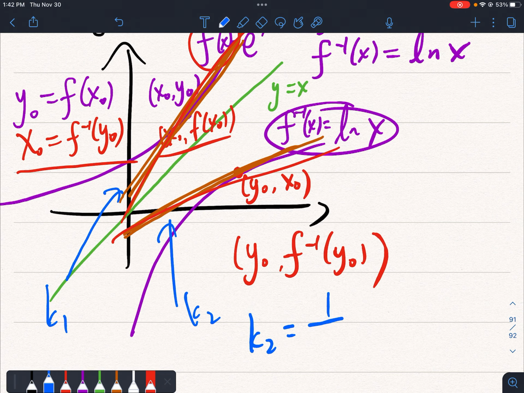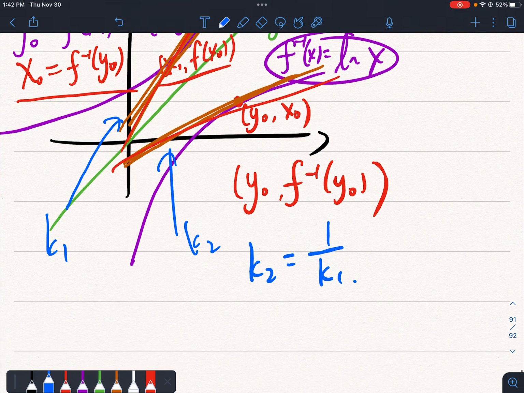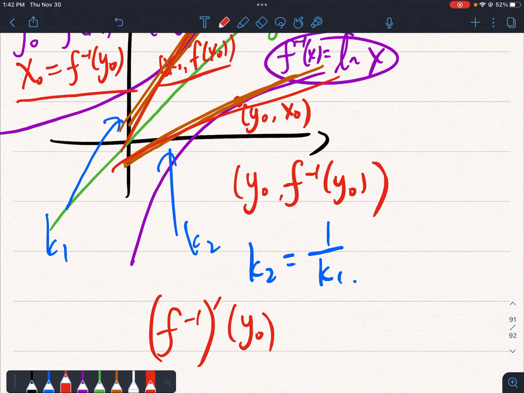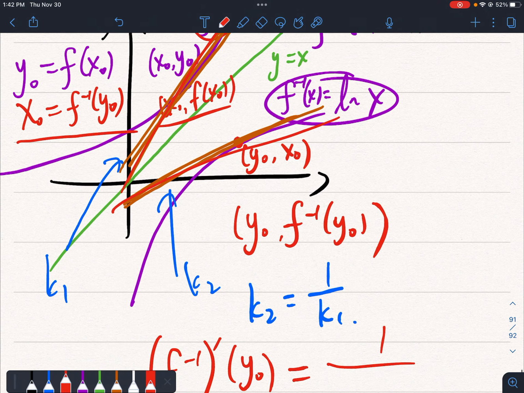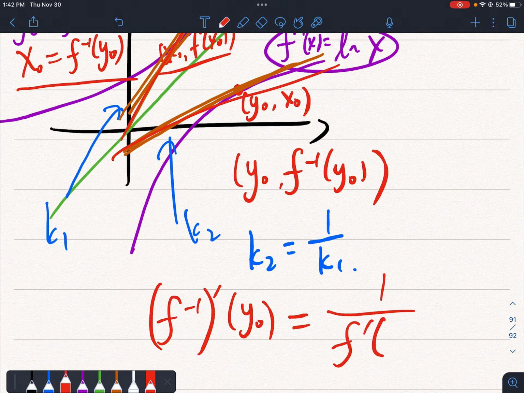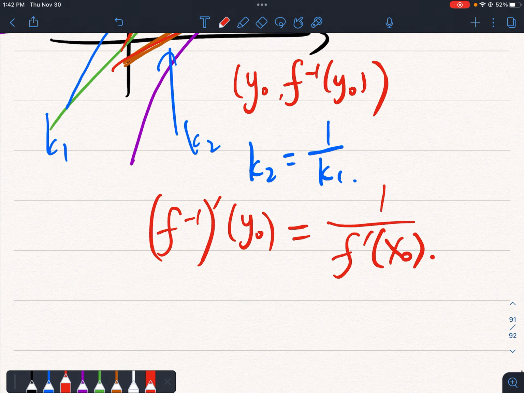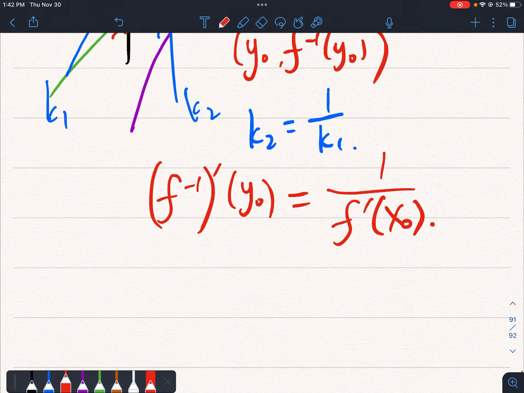So let's call this slope k1 and this slope k2. Then this means k1 k2 is 1. Or let's say k2 is 1 over k1. Okay? But what is k2? K2 is the derivative of f inverse at y naught. Okay? But then what is k1? K1 is the derivative of f at x naught. Okay? At x naught.